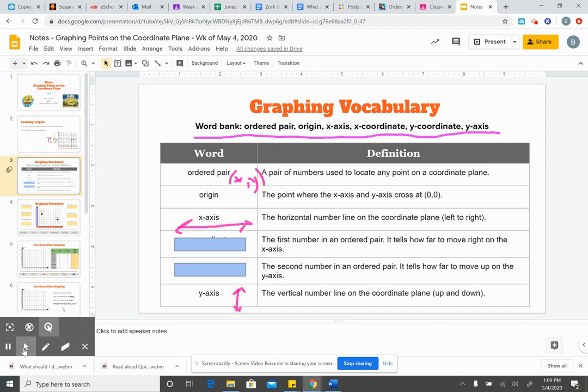Now our other two words, the first number in an ordered pair, it tells you how far to go right. That's your x-coordinate. And then, so right here, where I'm circling. And then the second number, okay, the second one in an ordered pair is going to be this y that I'm circling right there, okay? That is your y-coordinate.